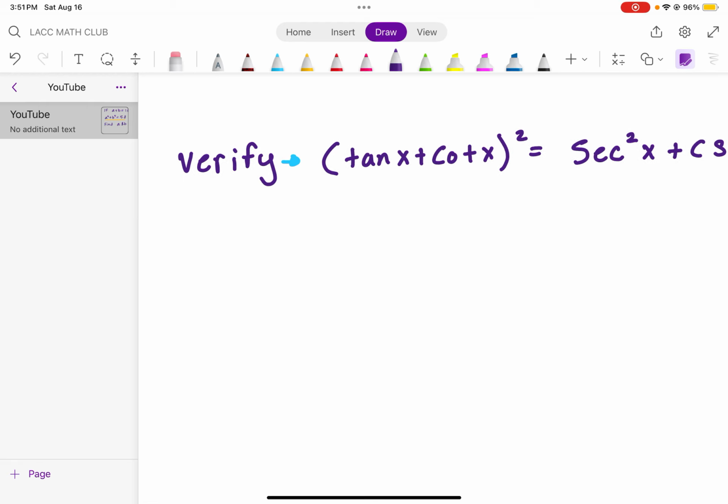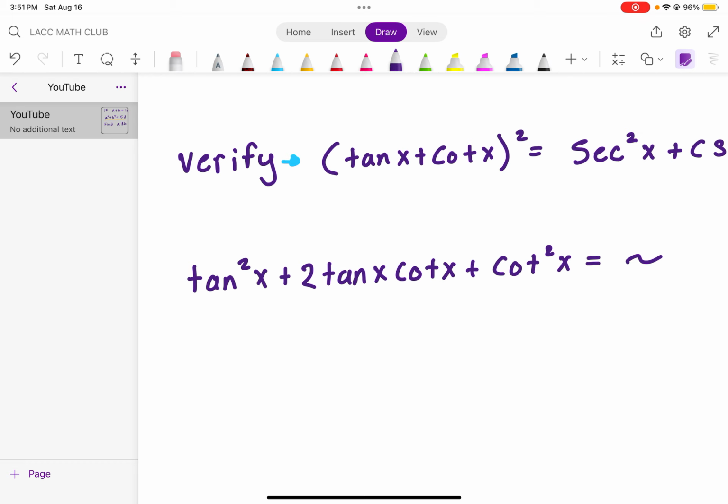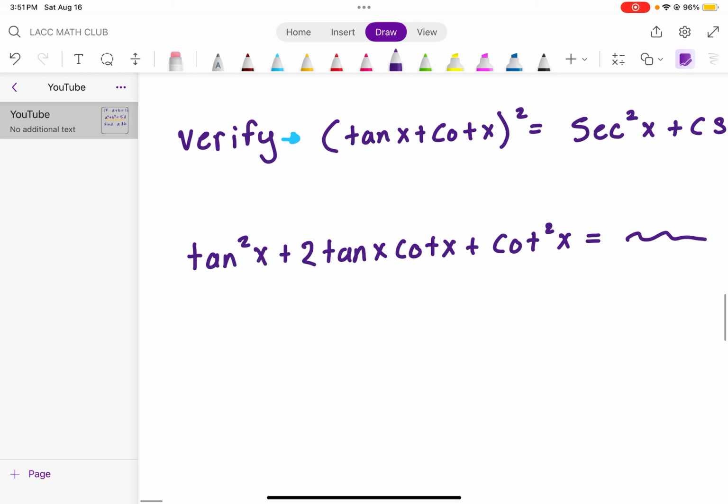So if we expand this thing, on the left hand side we're going to have tangent squared plus 2 tangent cotangent plus cotangent squared, and I'm gonna set that equal to the right hand side. I'm not gonna rewrite it, it's a lot to rewrite. If you don't believe this, you could just foil it out yourself, pause the video and check.